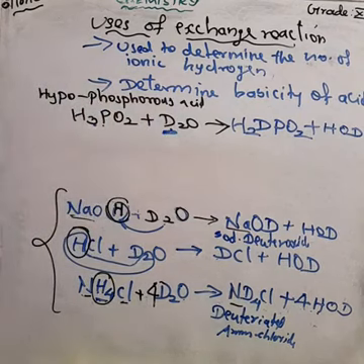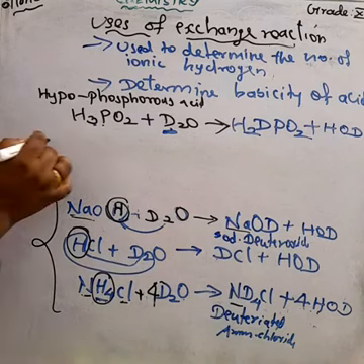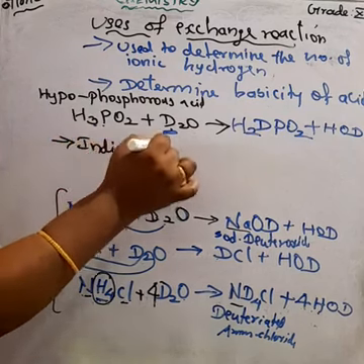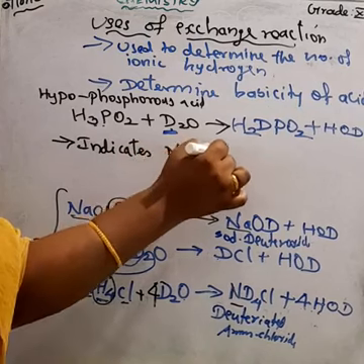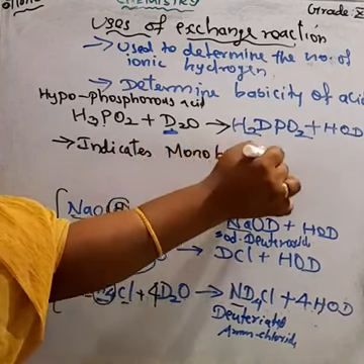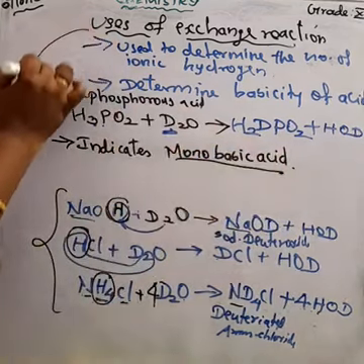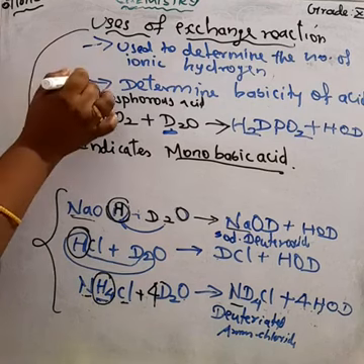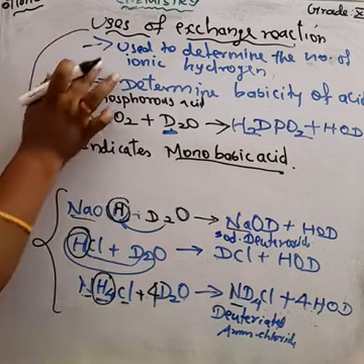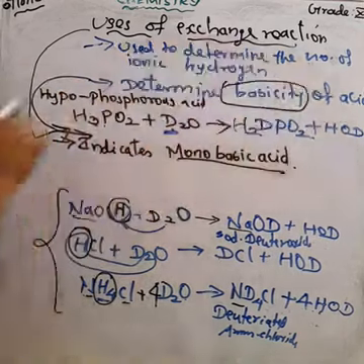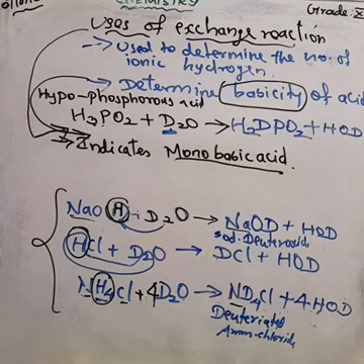HOD. Understood? So by this exchange reaction, it indicates that this hypophosphorus acid is a monobasic acid. Understood? So by the exchange reactions, we can understand the use of the exchange reaction. By the exchange reaction, we can understand the basicity of an acid. This is one of the examples.